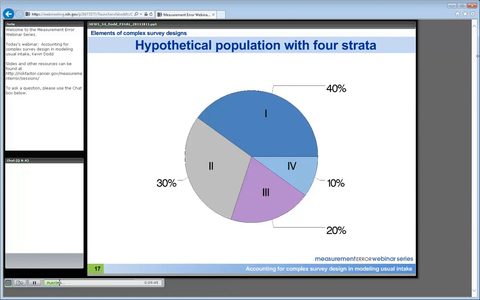Now, for the next few slides, I'm going to be showing some examples of how you might incorporate stratification into your sampling plan. In this example, I'm going to rely on this diagram here, which shows a population of interest. And I'm going to suppose that this population of interest is comprised of 4 important subpopulations, or strata, of different sizes as shown here. 40% of this hypothetical population fall into stratum 1, 30% in stratum 2, 20% in stratum 3, and 10% in stratum 4.